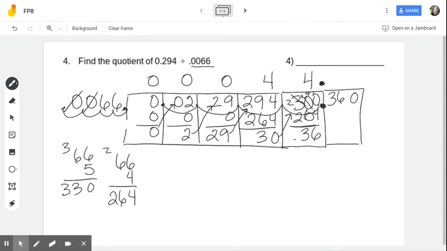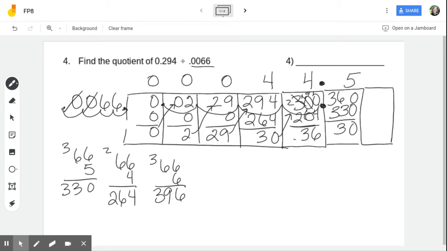66 goes into 360. Let's make sure what 66 times 6 is. 396. Too big. So 5 times 66 is 330 with 30 left over. I'm seeing something happening here. Another box. Add a 0. Pop this up. We get 300. 66 goes into 300 4 times. And 4 times 66 is 264.